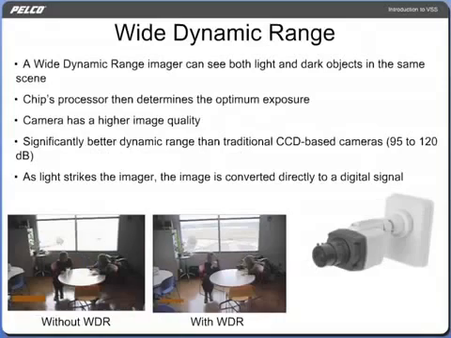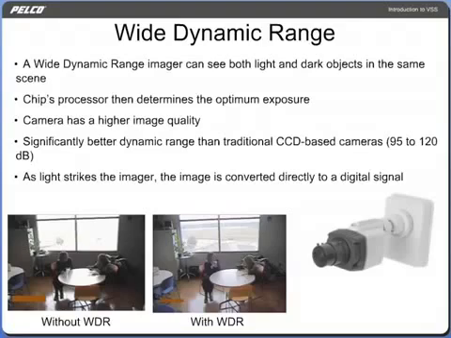The wide dynamic range imager can see both light and dark objects in the same scene. The chip's processor then determines the optimum exposure, pixel by pixel, essentially acting like more than 350,000 individual cameras. The result is a higher image quality and a significantly better dynamic range than traditional CCD-based cameras, 95 to 120 decibels.